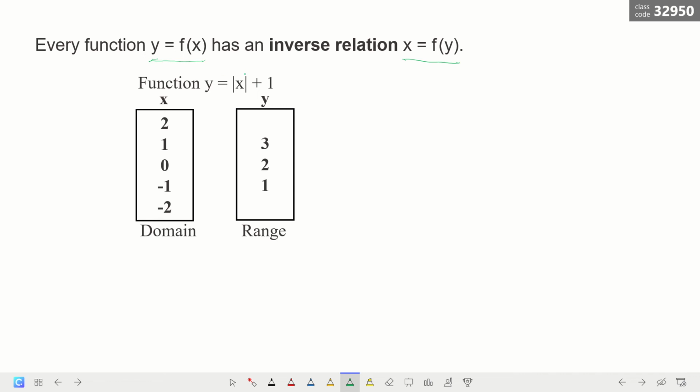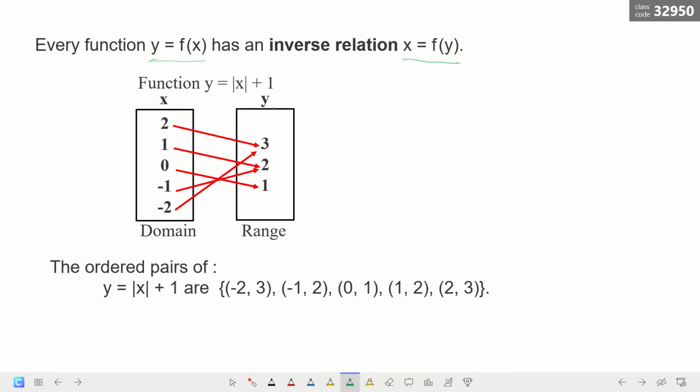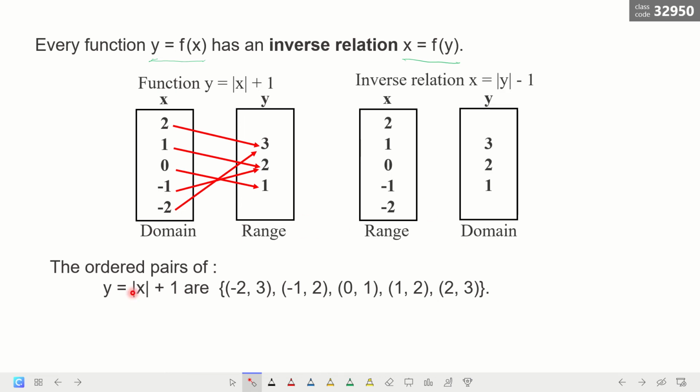Okay, so suppose we have here an absolute function, y is equal to the absolute of x plus 1. So let's map the relation between the domain and the range. Yan, ang ordered pairs niya, makikita natin dito: negative 2, negative 1; negative 2, 3; negative 1, 2; 0, 1; 1, 2; and then 2, 3. So the inverse relation of this function is x is equal to the absolute value of y minus 1.